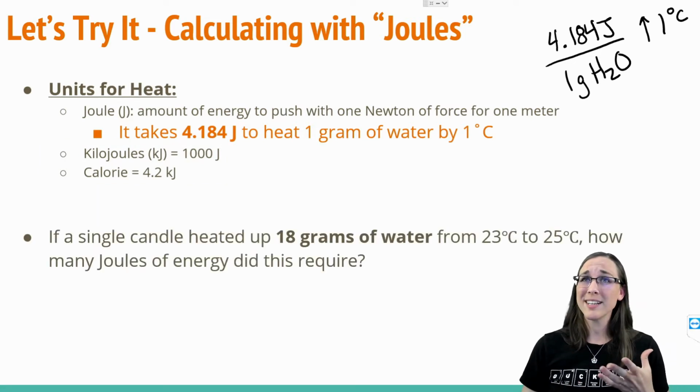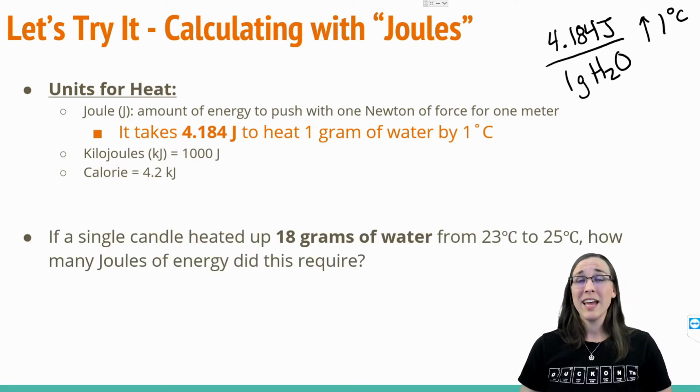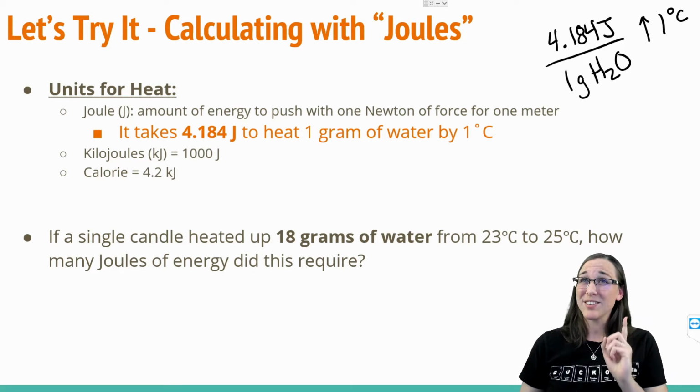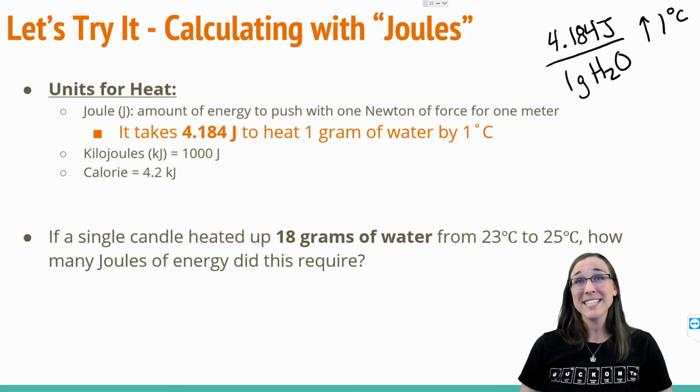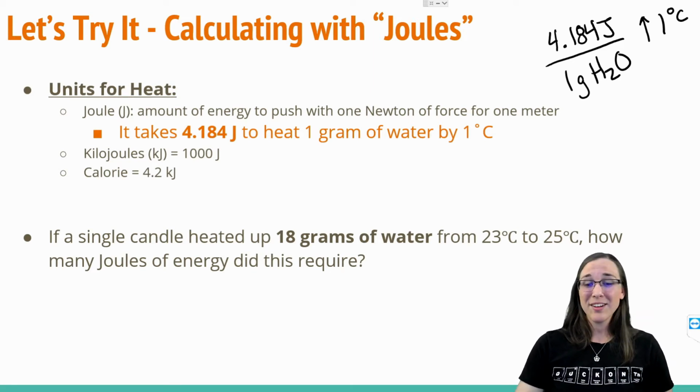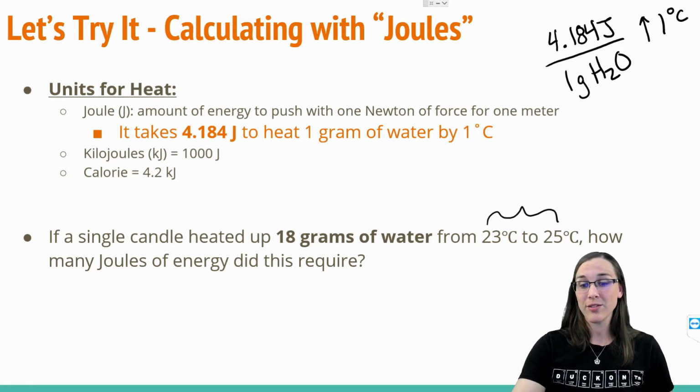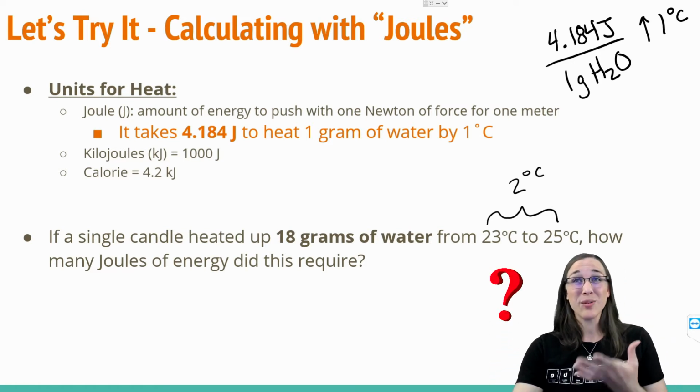Let's do a little practice with this, calculating for joules. If I had a single tea-light candle and I placed it underneath a cup of 18 grams of water, and that candle managed to heat the water from 23 degrees Celsius to 25 degrees Celsius, that's a difference of 2 degrees Celsius, how many joules of energy was required in order to do that?